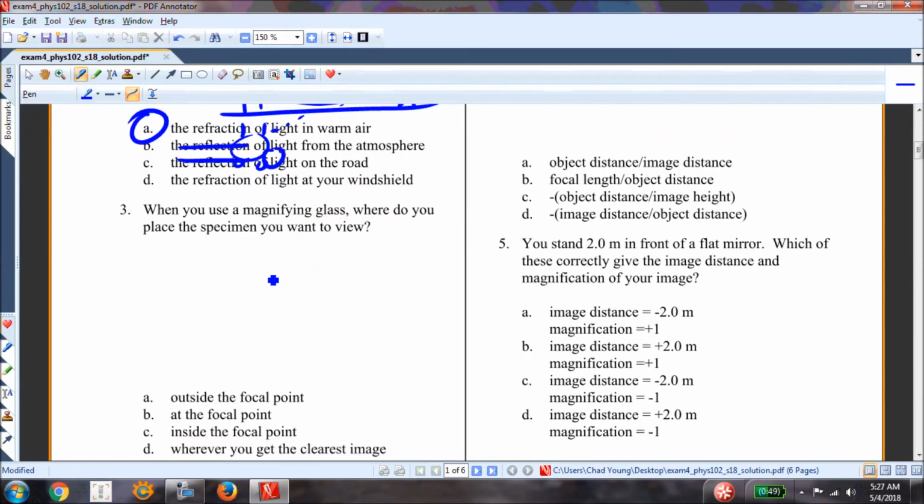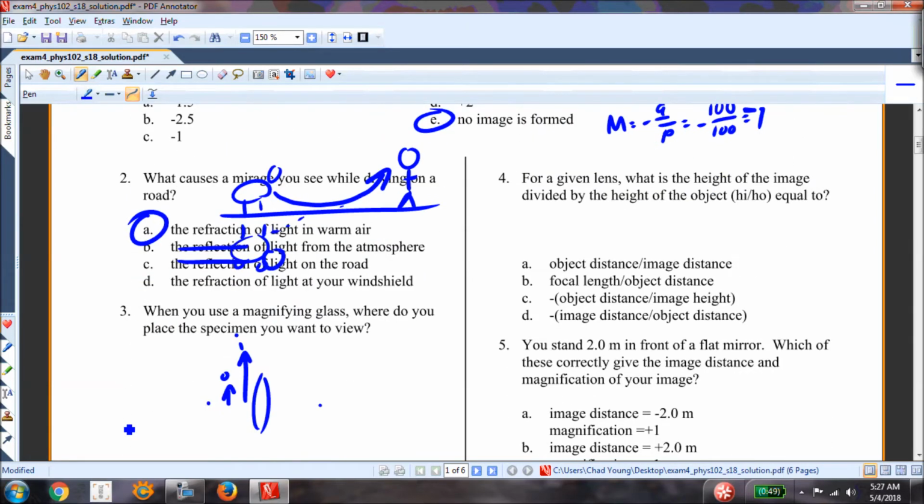When you use a magnifying glass, where do you place the specimen you want to view? Well, if you have a magnifying glass, there's your focal points. It's a convex lens. If I put my object right here, then my image is right here. It's virtual, upright, and bigger. So you want to put it inside of your focal point rather.